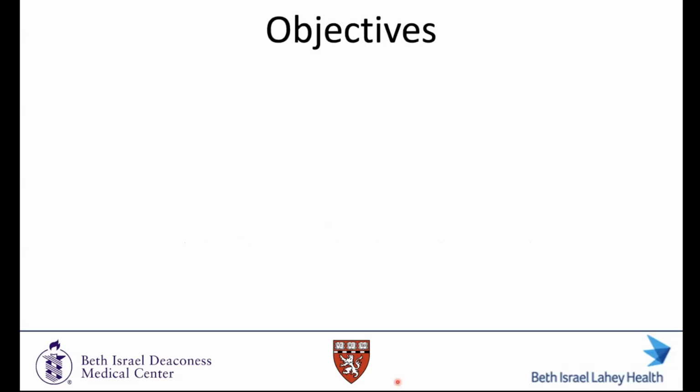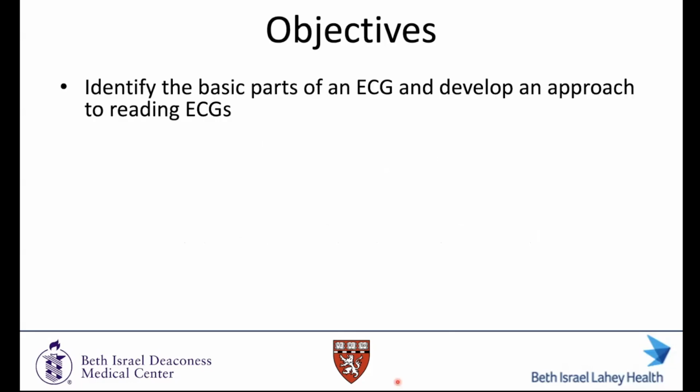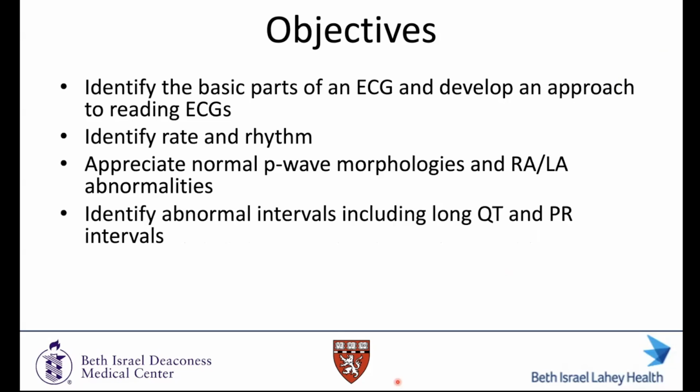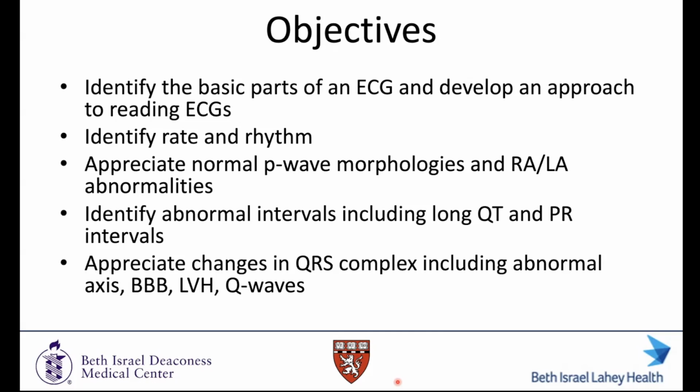The goals of this session are firstly to identify the basic parts of an EKG and develop an approach to reading EKGs. We're going to identify rate and rhythm. We'll appreciate normal P wave morphologies and right atrial and left atrial abnormalities. We'll also identify abnormal intervals, including long QT and a prolonged PR interval. And then we'll appreciate some changes in the QRS complex, including abnormal axis, bundle branch blocks, LVH, and Q waves. And then finally, we'll identify some basic ischemic changes.